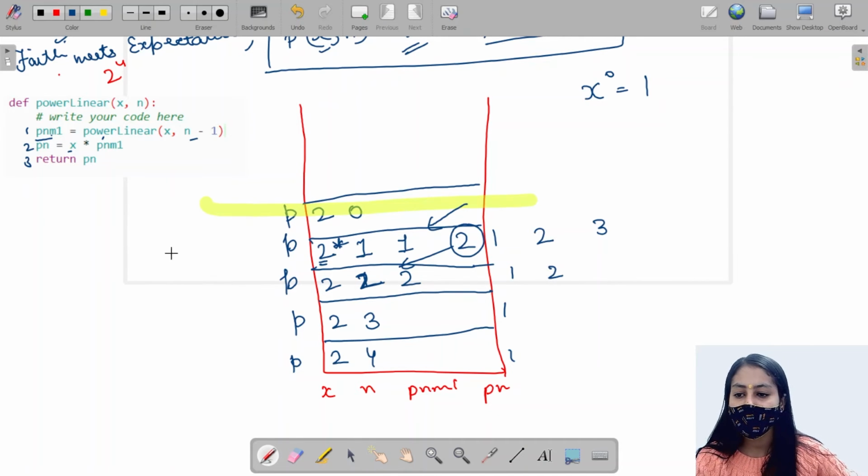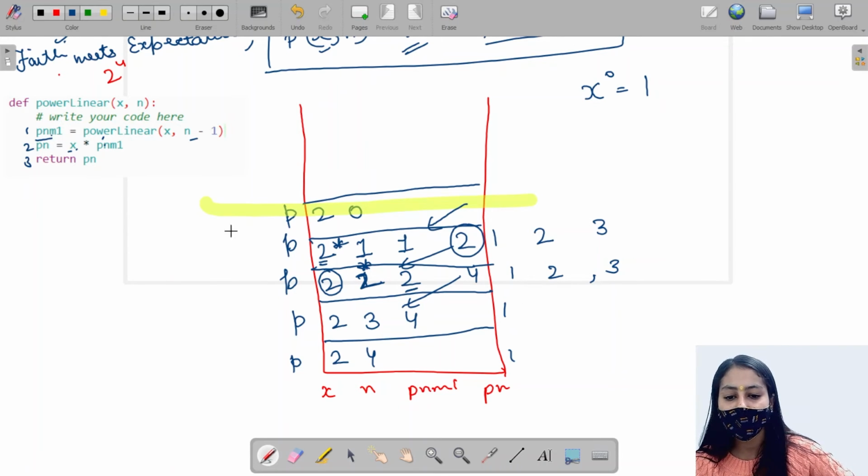So in line number 2, x into power of n minus 1. X is always 2. 2 into power of n minus 1 is 2. So 4 is stored in power of n. And at line number 3, 4 is returned to the lower level, right? Next again at line number 1, right? Line number 1 is executed.